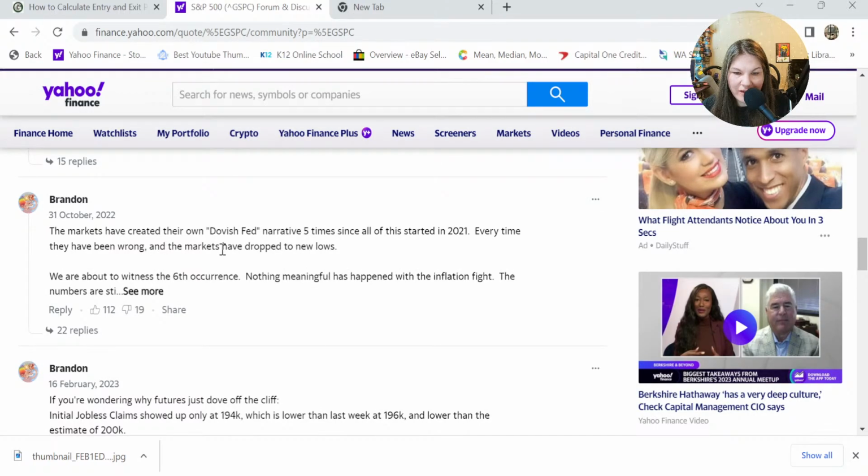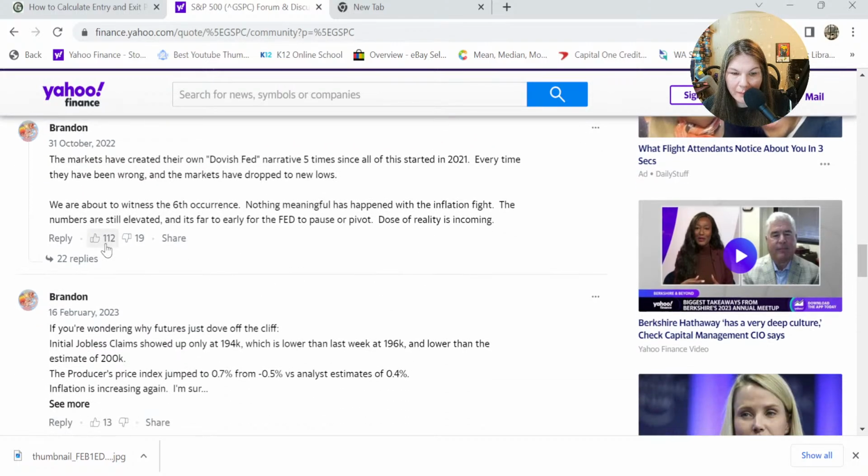The markets have created their own dovish Fed narrative 5 times since all this started. Every time they've been wrong and the markets have dropped to new lows. We're about to witness the 6th occurrence. Nothing meaningful has happened with the inflation fight. The numbers are still elevated, and it's far too early for the Fed to pause or pivot. Dose of reality is incoming.